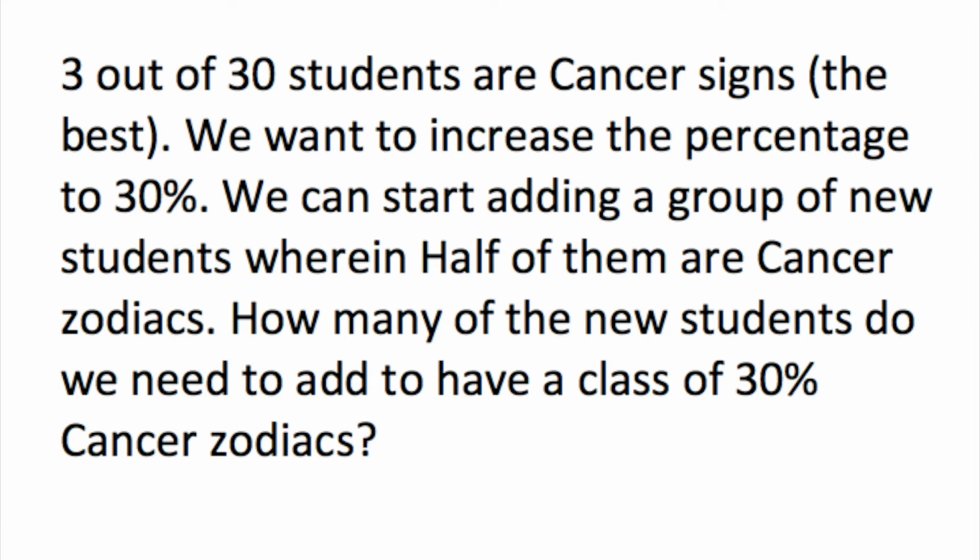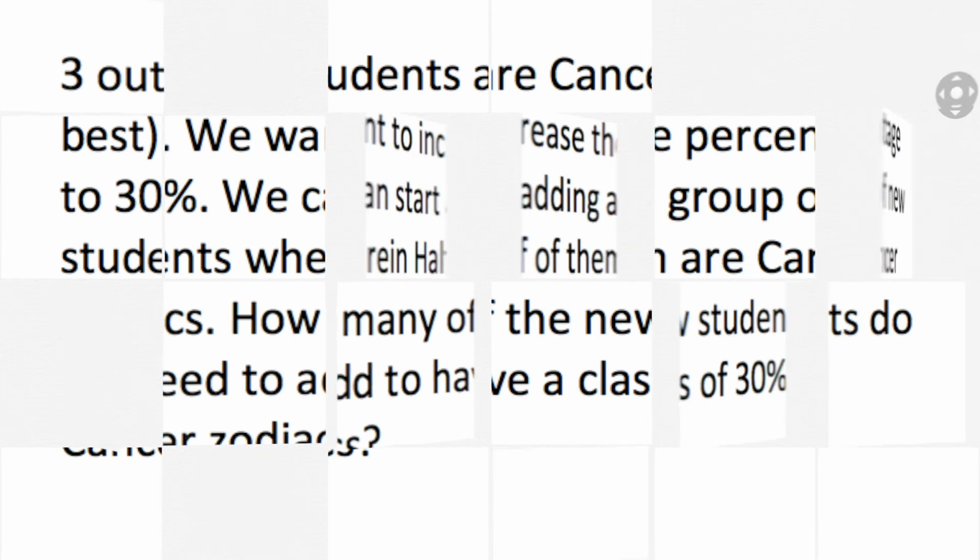3 out of 30 students are Cancer zodiacs, the best ever. I am one. We want to increase the percentage to 30%. We can start by adding a group of new students wherein half of them are Cancer zodiacs. How many new students must we add to get a class of 30% Cancer zodiac?